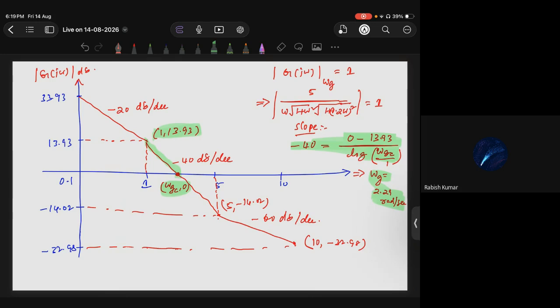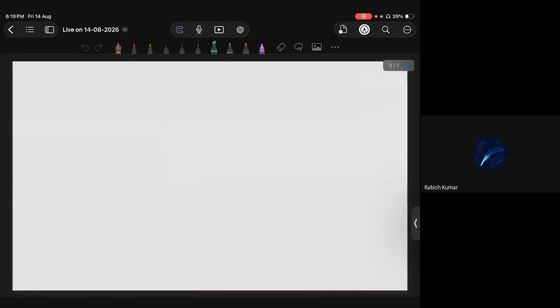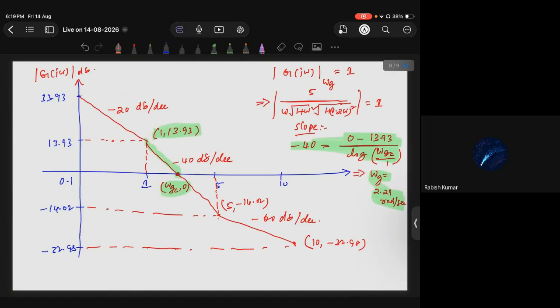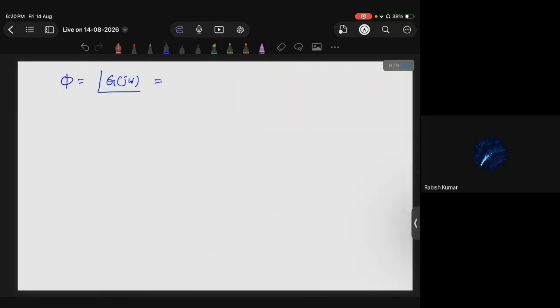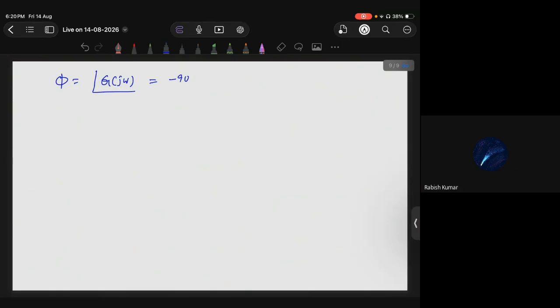Phase crossover frequency, how do you find it? Take the phase angle. What is the phase angle? Phi is nothing but angle Z of j omega. What do we have there? We have G of S as S times S plus 1 times S plus 5. S will give you 90, S plus 1 will give you tan inverse omega, and for S plus 5, because we are taking 5 common there, it will be tan inverse of omega by 5.